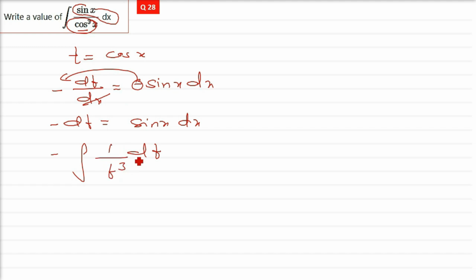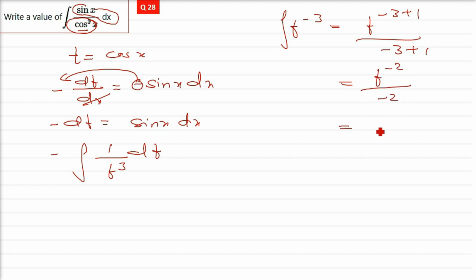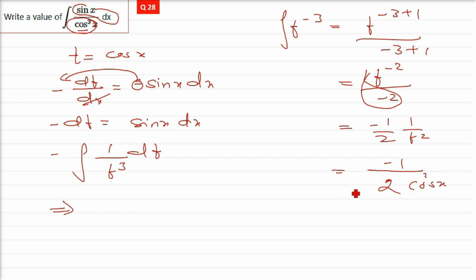Cos cube x will be t cube, so 1 by t cube. Now this t cube, when it goes up, it will be t raised to minus 3. When you integrate this, this will be t raised to minus 3 plus 1 divided by negative 3 plus 1. And this will be t raised to minus 2 divided by minus 2, minus half, that is. And this t raised to minus 2 will go in the denominator, 1 by t square. So minus 1 by 2t square will come. And t is cos x. So you can write cos square x in this place. Now you can keep it like this because the question is in sin and cos form. This is the final result actually.